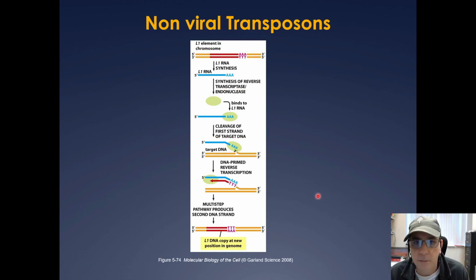Now, in the case of non-viral transposons, which are present throughout our genome, this is using L1. So L1 will be on our chromosome. It'll synthesize L1 RNA. Reverse transcriptase and endonuclease combine to it, and then you'll get a cleavage of the strand, and that serves as a primer for the reverse transcriptase to fill it out, and then in a multi-step process, that's copied, and you get a whole new L1 element in a different region of your genome.